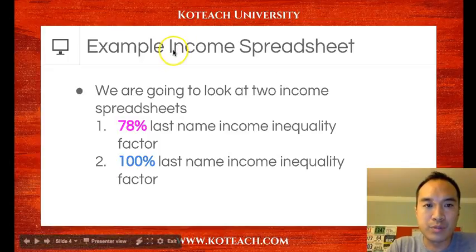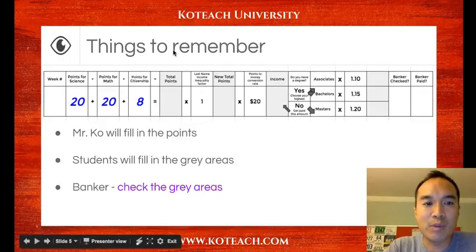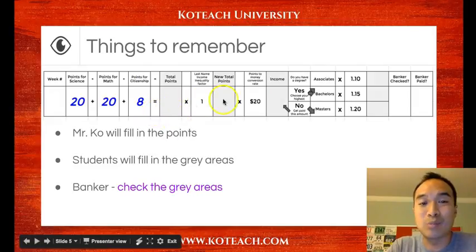All right, so that was our income spreadsheet. Just some things to remember. I will fill in these points here, the points they get for class, and the students would fill in these gray areas. Your job as a banker is to basically check all the gray areas, like, hey, did they add these numbers up right? Did they multiply by the income inequality factor? And did they get the correct income?